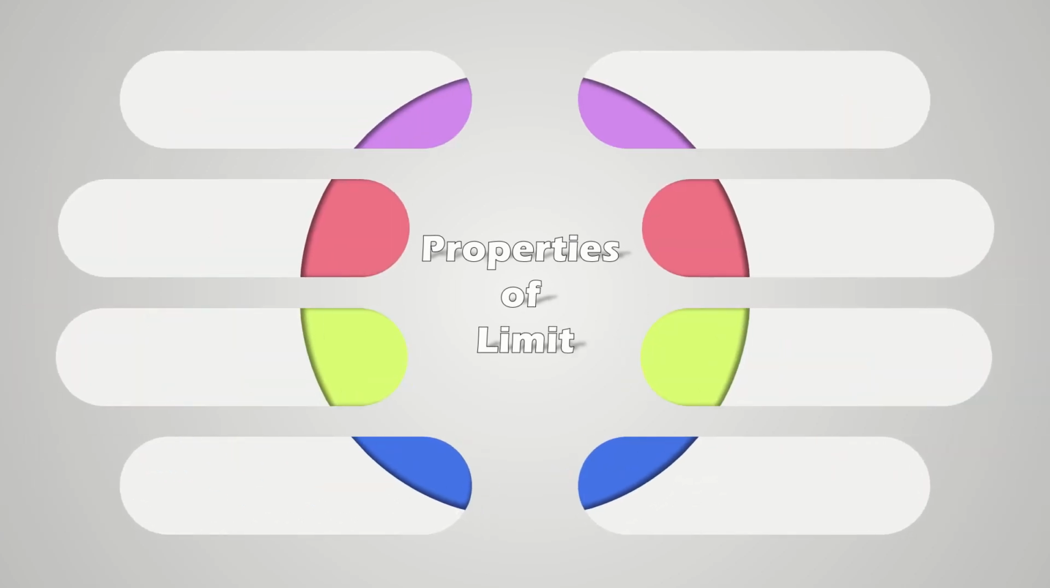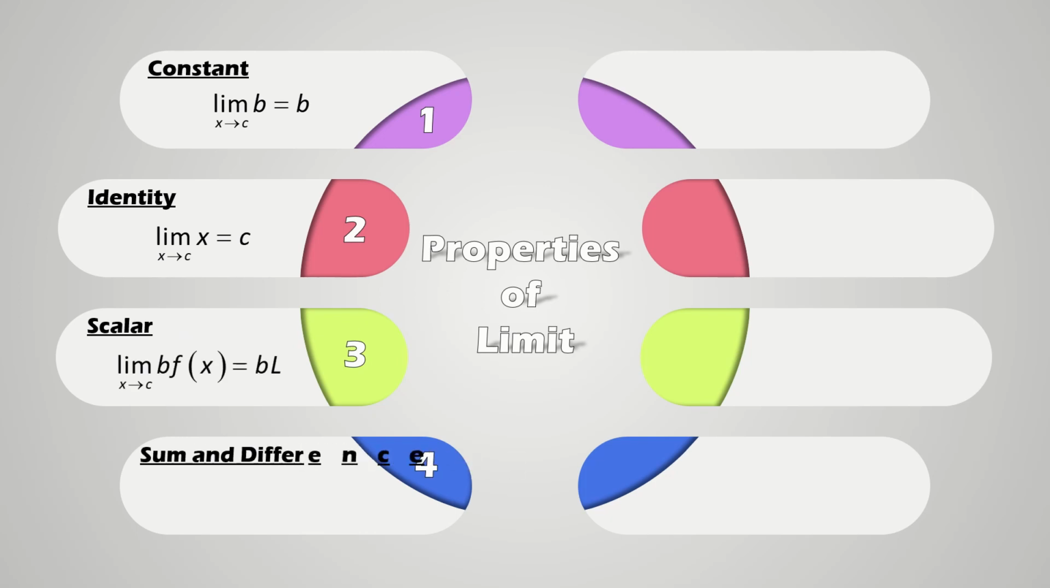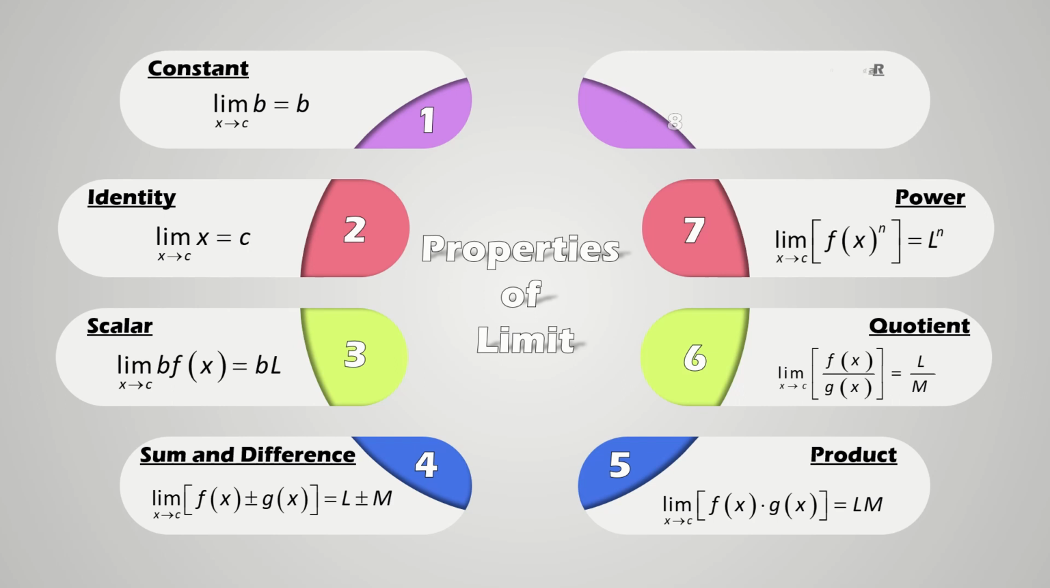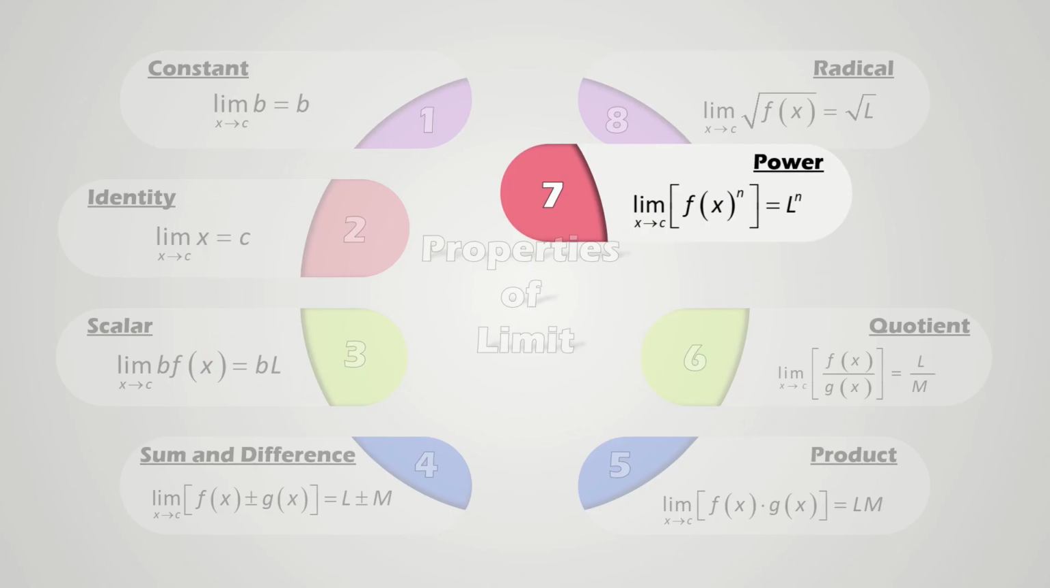In this limit properties video series, 8 limit properties will be covered for the entire series. These are constant, identity, scalar, sum and difference, product, quotient, power, and radical property of limit. For the 7th episode, the video is focused on power property.